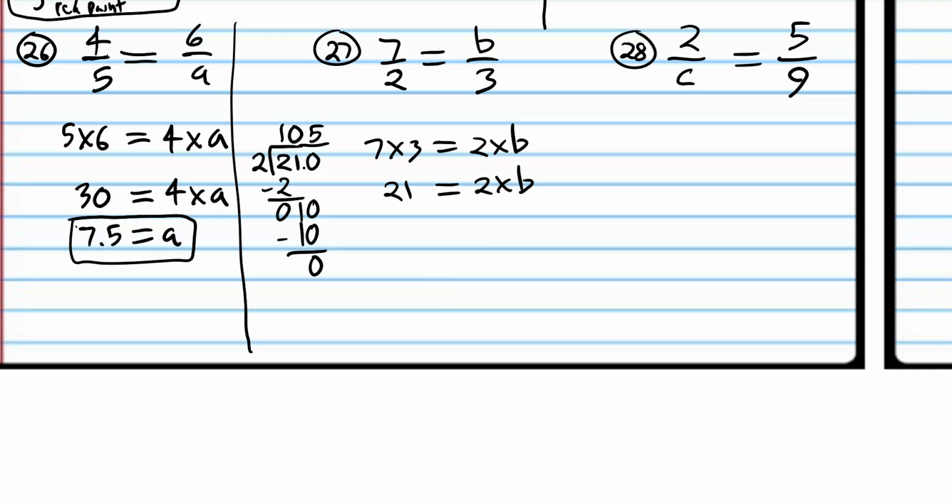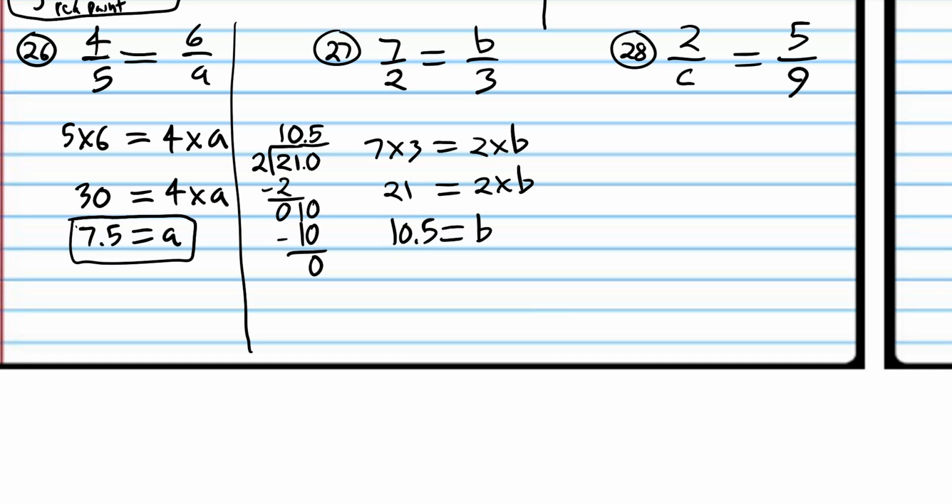Now we just have to figure out where the decimal goes. Now in the divisor, the decimal is already here. It's already right up against the line, even though we can't see the decimal. It's invisible because it's a whole number. So we just bring that decimal straight up, and we have 10.5. So B is equal to 10.5.